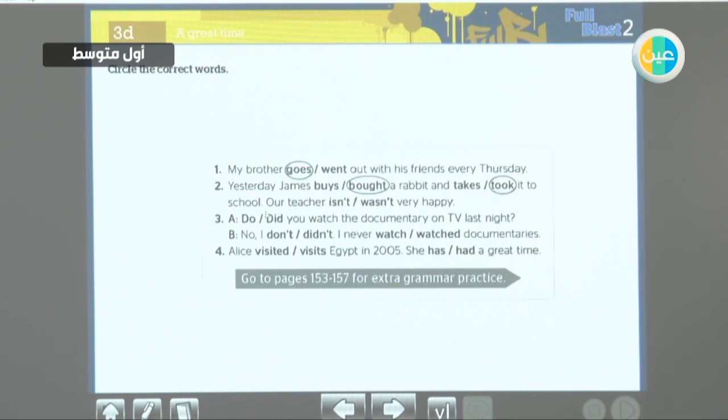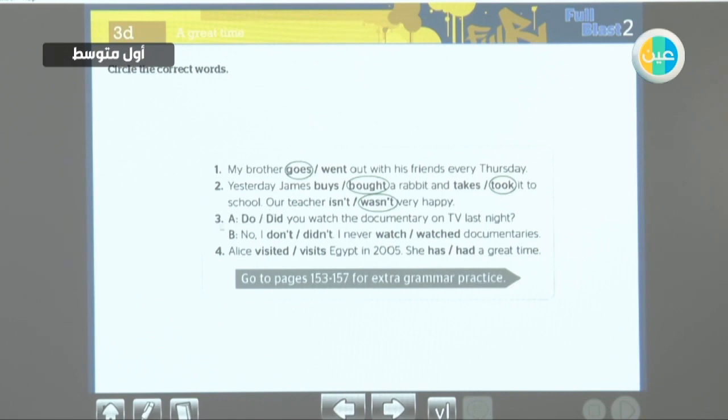to school. Our teacher isn't very happy, or our teacher wasn't very happy. Which verb be is in the past? Is or was? Excellent. Was. So our teacher wasn't very happy. So bought, took, wasn't. All of these three verbs are irregular verbs.